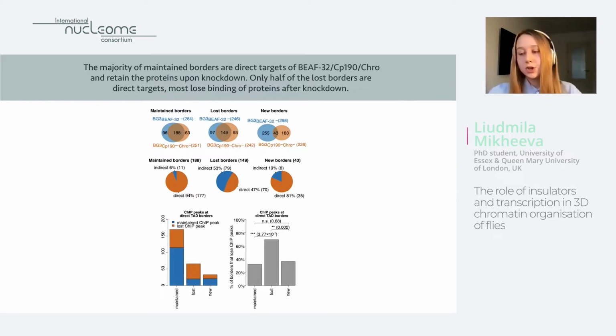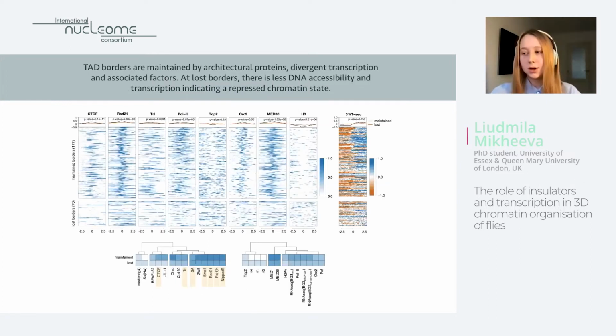To determine the chromatin and epigenetic mechanisms present at maintained and lost borders, we analyzed the presence of key factors such as architectural proteins, transcription, replication, and accessibility-related complexes. So here you see the heat maps of the ChIP occupancy profiles constructed within a 5 kb window around the direct maintained TAD borders on the top and lost TAD borders on the bottom. So let's have a look at some specific examples.